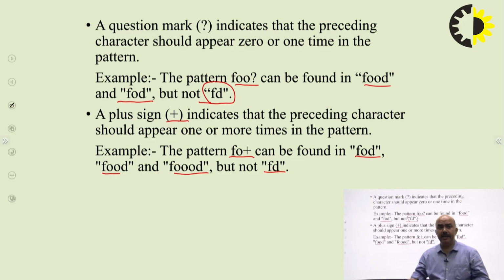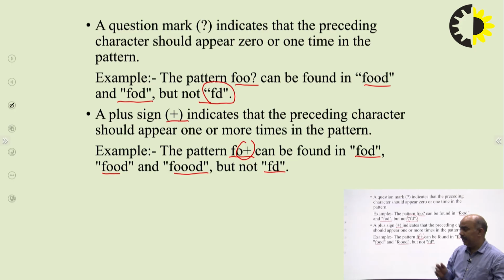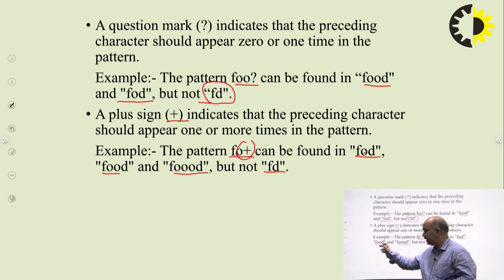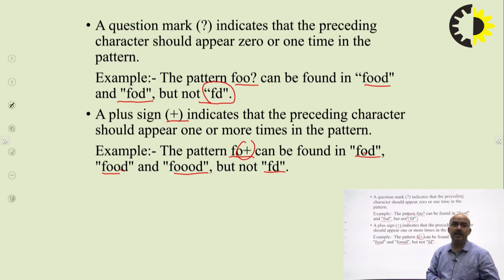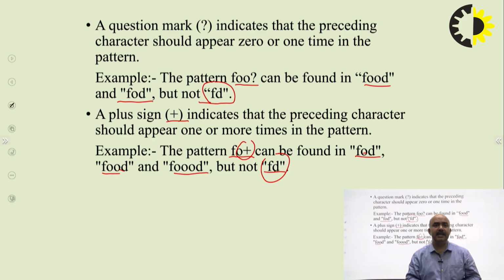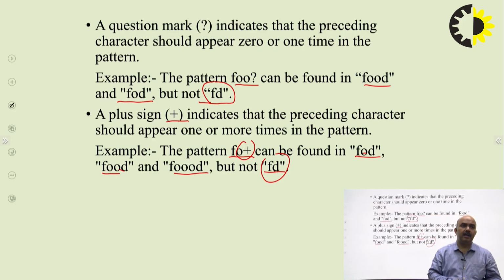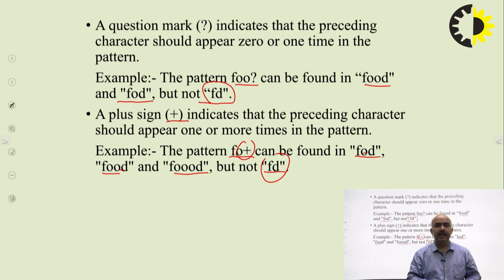Or let's say that we are checking only for O. In this example, O appears one time. In another example, O appears more than one time, and FO is also more than one time. But in this case, that does not appear, so we can say that this pattern is not matched here. So the plus sign indicates that the preceding character should appear one or more times in any given pattern.